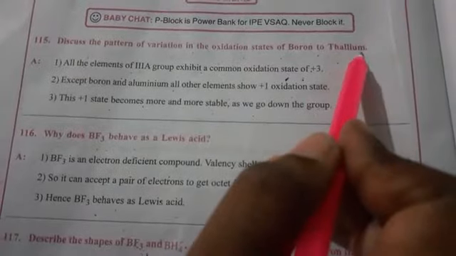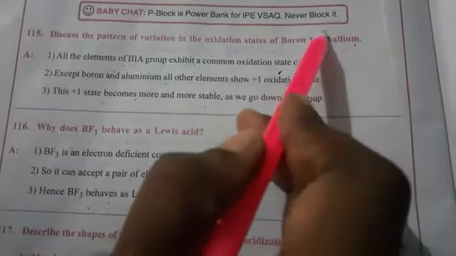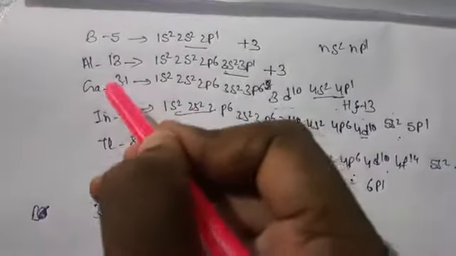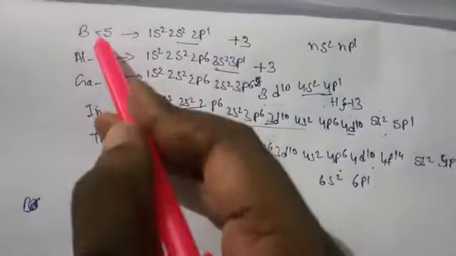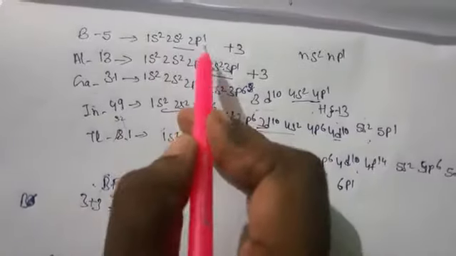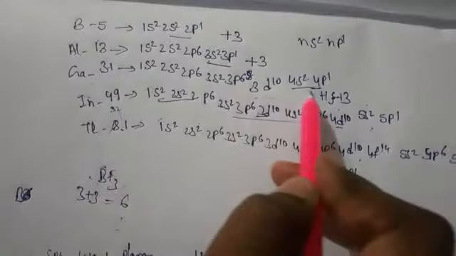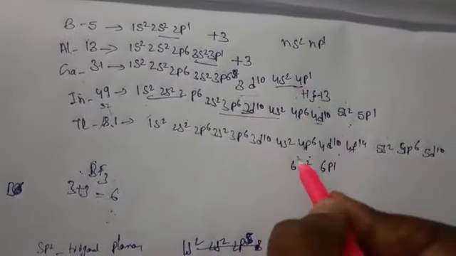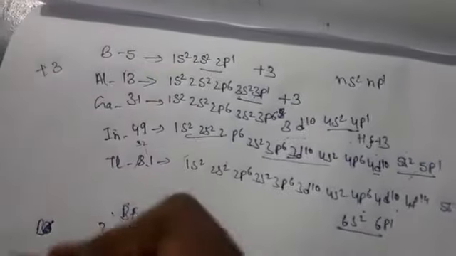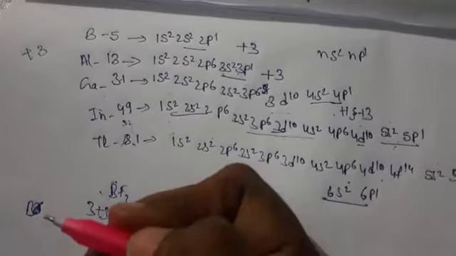Discuss the pattern of variation in oxidation state from boron to thallium. They are asking us to explain the oxidation state from boron to thallium. What are the elements we have? Boron, aluminum, gallium, indium, thallium. If you observe here, the common oxidation state for each element is +3, right? +3, +3, +3, +3, +3. So the common oxidation state for each element is +3.